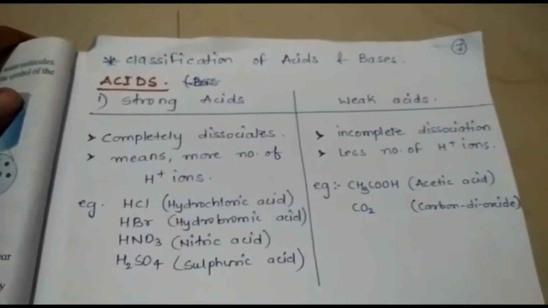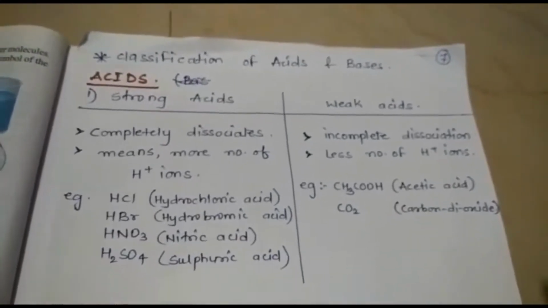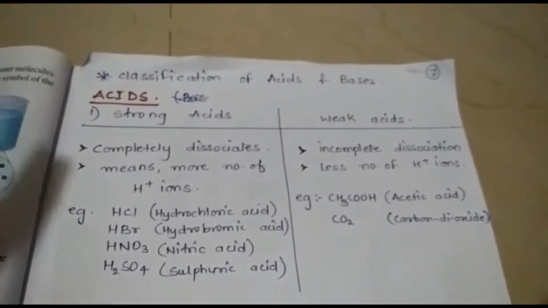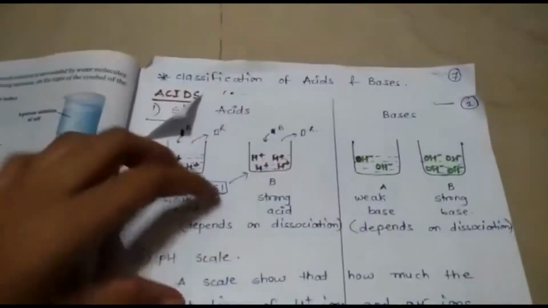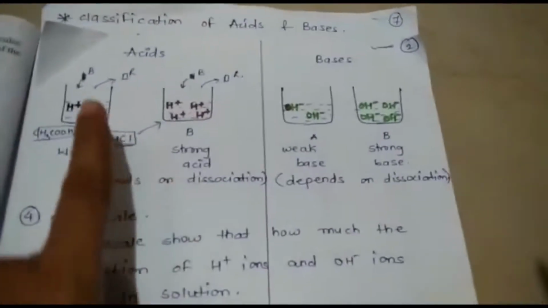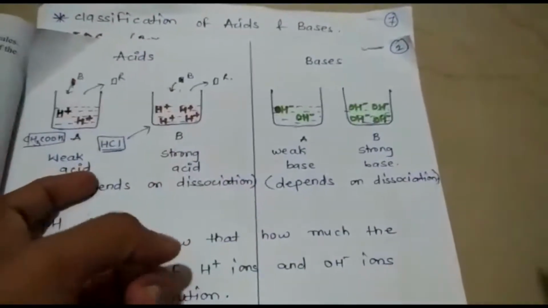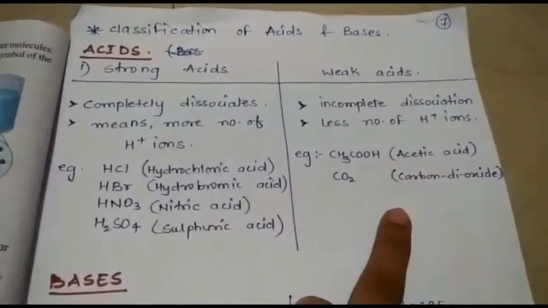So, classification of acids and bases. Acids and bases are classified according to their strength. In the last lecture I told you that I have two beakers, so you can recollect it. I have taken two beakers, one containing acid, another also containing acid, but one is strong and one is weak. So this is the part we are going to see. Strong acid means what and weak acid means what?